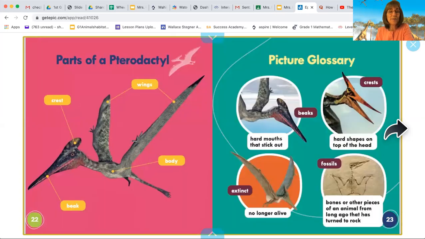Parts of a pterodactyl. We got the crest, wings, body, and its beak. Picture glossary. Beak, the hard mouths that stick out. Crest, hard shapes on top of the head. Extinct means no longer alive. And we know that fossils are bones or other pieces of animals from long ago that had turned to rock. So we are able to study things that have not lived while we were here.